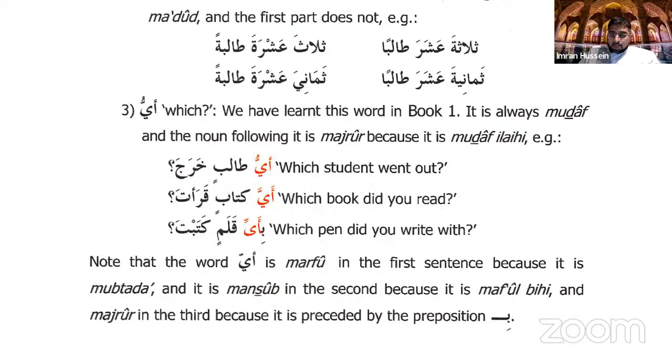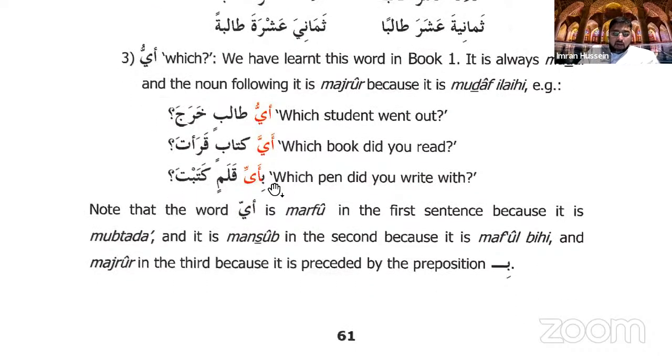Is that clear? And the final one, bi-ayyi, is coming with a kasra. It's quite straightforward because of ba, which is harf jar. That's the reason why it's getting a kasra. And also, as you know from before, in book 1, we learned that whenever a noun is mudaf and is going to be mudaf ilayh, the mudaf never takes a tanween.